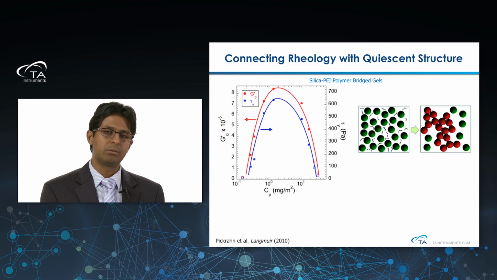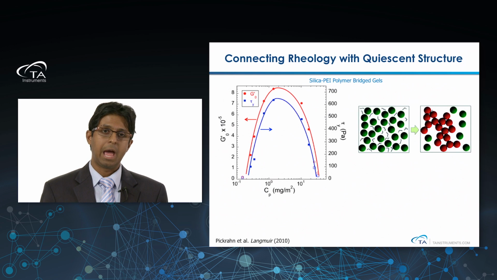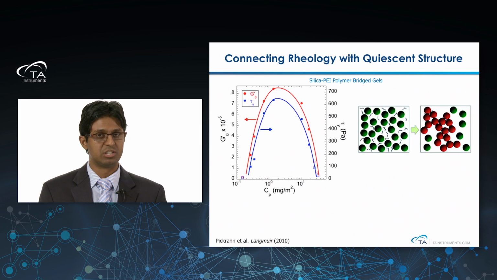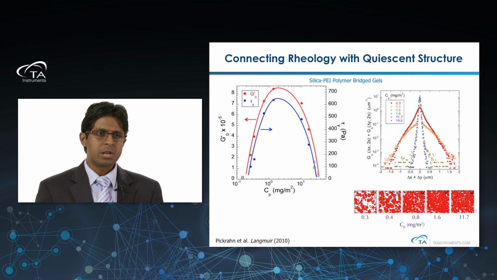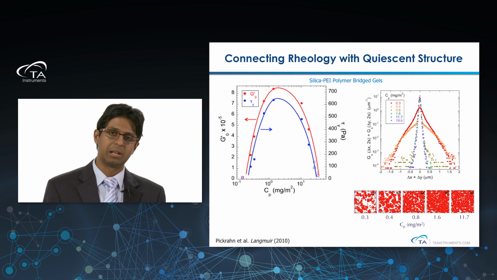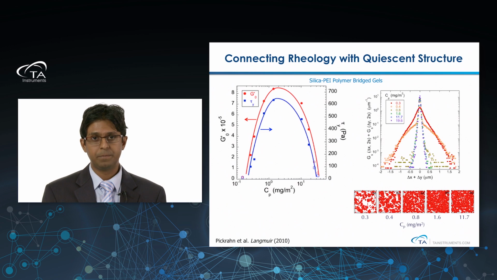As we start to increase the polymer concentration, initially the strength of the gel that's being formed increases, goes through a maximum, and then beyond a certain point, adding more polymer only serves to weaken the gel. We can go ahead and try to investigate what's going on at the microstructural level and the dynamic level when we go through this reentrant rheological behavior.